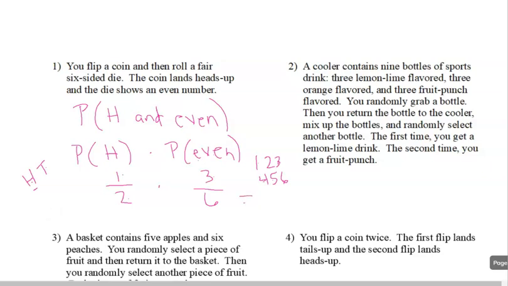Now, we're going to multiply those together. When you multiply, you go straight across. So 1 times 3 and 2 times 6. So 3 out of 12 is our probability. We know we can reduce those numbers, so both divide by 3. So 1 out of 4. There's a 1/4 chance that this will happen all together, both events.